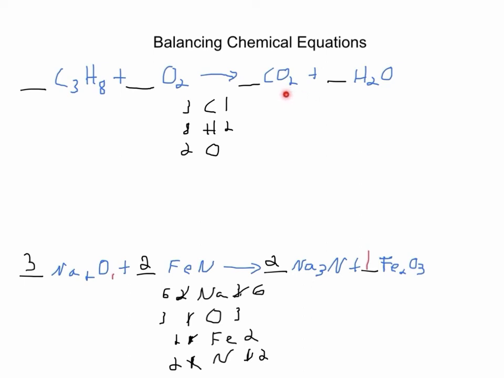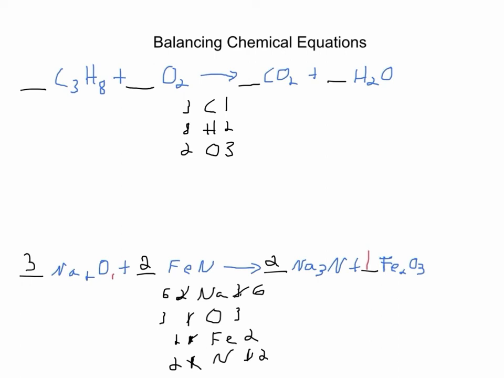There's 2 oxygen in carbon dioxide. There is 1 oxygen in the water. 2 plus 1 gives us a total of 3 oxygens on the product side. What do we balance first? This is a case where we definitely leave the oxygen to last because it's diatomic.